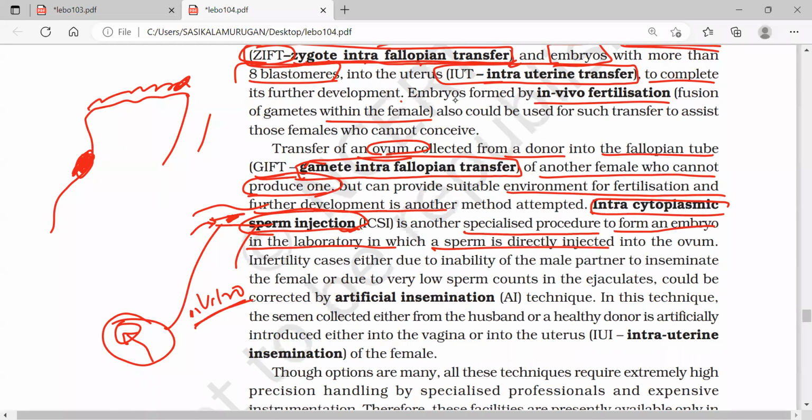Okay, right. Infertility cases, either due to inability of the male partner to inseminate the female or due to very low sperm counts in the ejaculate, could be corrected by artificial insemination techniques. Okay, in this technique the semen collected either from the husband or a healthy donor is artificially introduced either into the vagina or into the uterus. This is what we call intrauterine insemination.